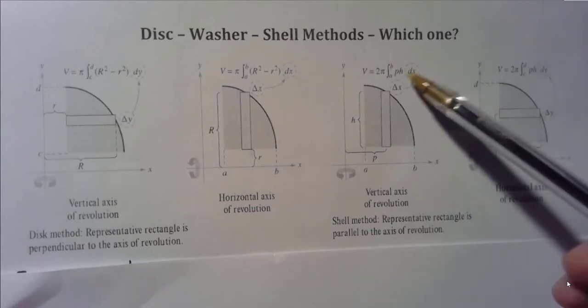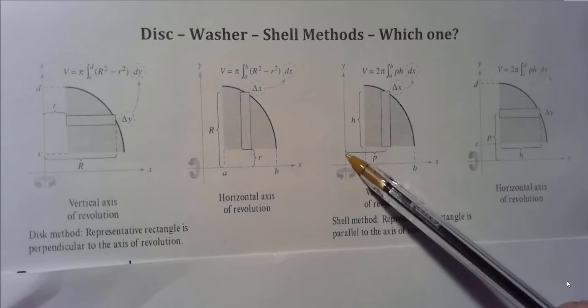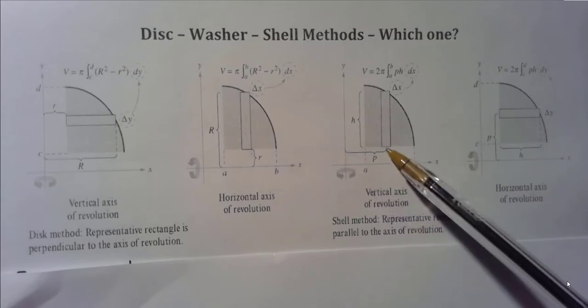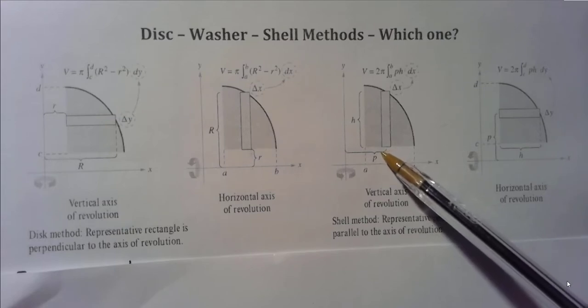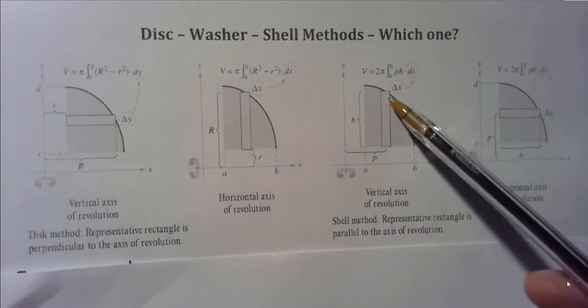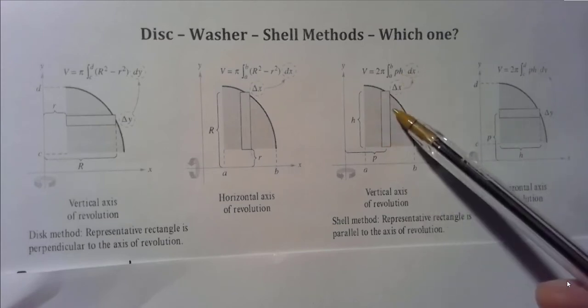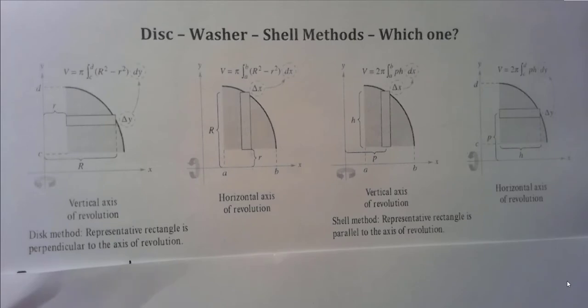And p is the radius, the distance from the axis of revolution up to midway of the rectangle. And then h is just the height of the rectangle.